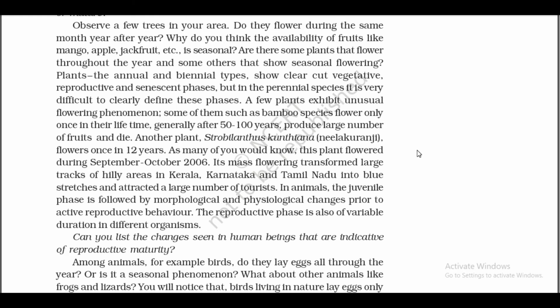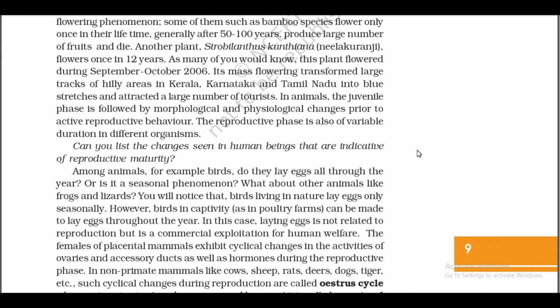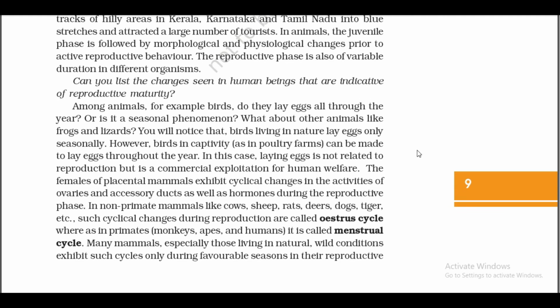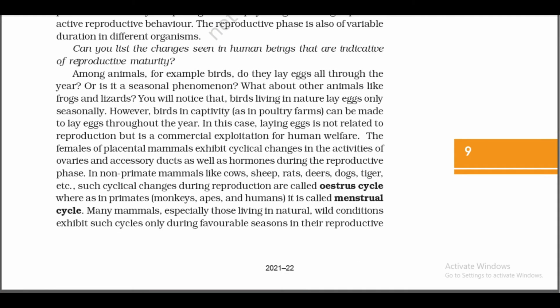In animals, the juvenile phase is followed by morphological and physiological changes prior to active reproductive behavior. The reproductive phase is also of variable duration in different organisms. Can you list the changes seen in human beings that are indicative of reproductive maturity? Among animals, for example birds, do they lay eggs all through the year, or is it a seasonal phenomenon? What about other animals like frogs and lizards?